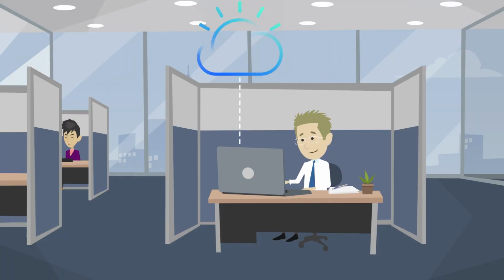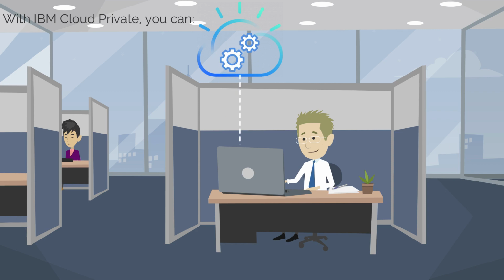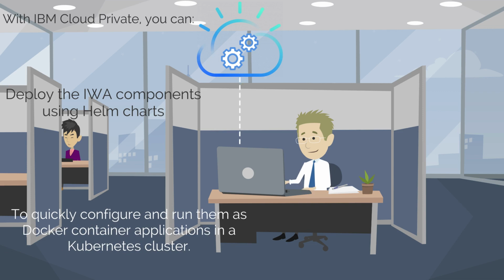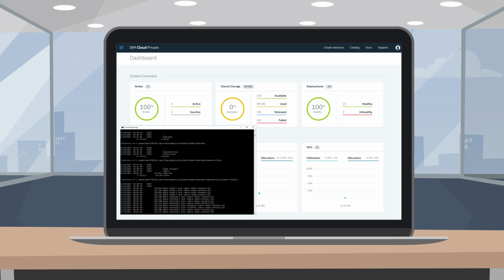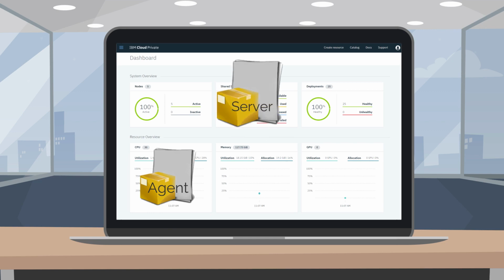While you are moving your applications to ICP, wouldn't it be ideal to exploit your current scheduler in the integrated platform? With IBM Cloud Private, you can deploy the IBM Workload Automation components using Helm charts to quickly configure and run them as Docker container applications in a Kubernetes cluster. You can then manage the IBM Workload Automation components from the IBM Cloud Private dashboard or from the command line interface. The available containers are Agent, that includes the Dynamic Agent component, Server, that includes the Master Domain Manager and the Backup Master Domain Manager components, Console, that includes the Dynamic Workload Console component.